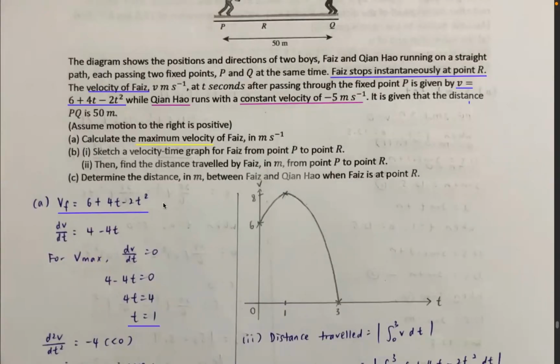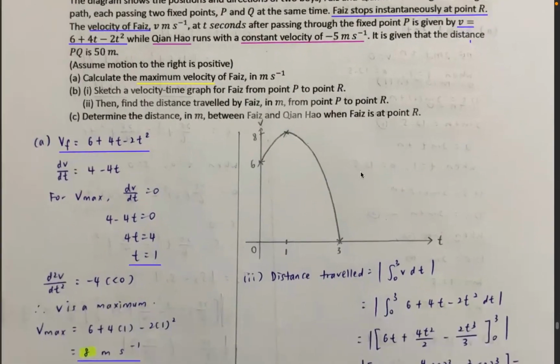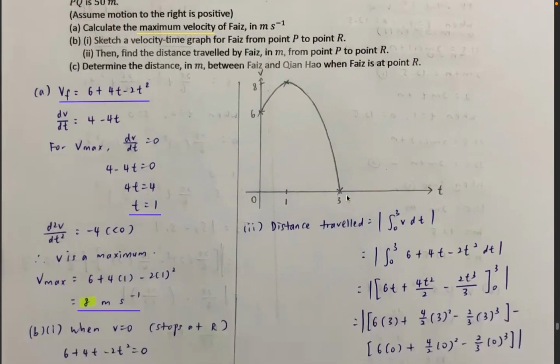Next, let's look at the velocity function. v equals 6 plus 4t minus 2t squared. So a is negative 2. When a is negative, you know you have to draw an N-shaped parabola later. Okay, so to draw a parabola, you need x-intercept, y-intercept, and a maximum point. So let's check what we had just now.